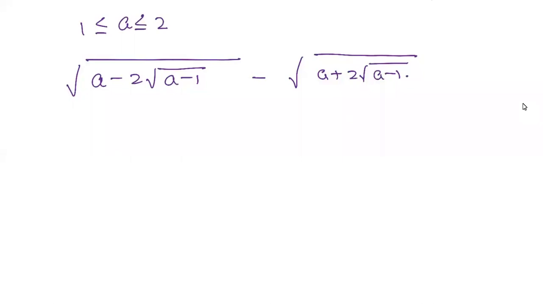Very nice arrangement, so be careful. Can anyone help me? Has any of you done this question? Please help me. Sir, we can take the square of a minus 1. Mm-hmm. So it will be root a minus root 1. Then we can open the brackets, the root, and simplify more. Okay, not bad, not bad.